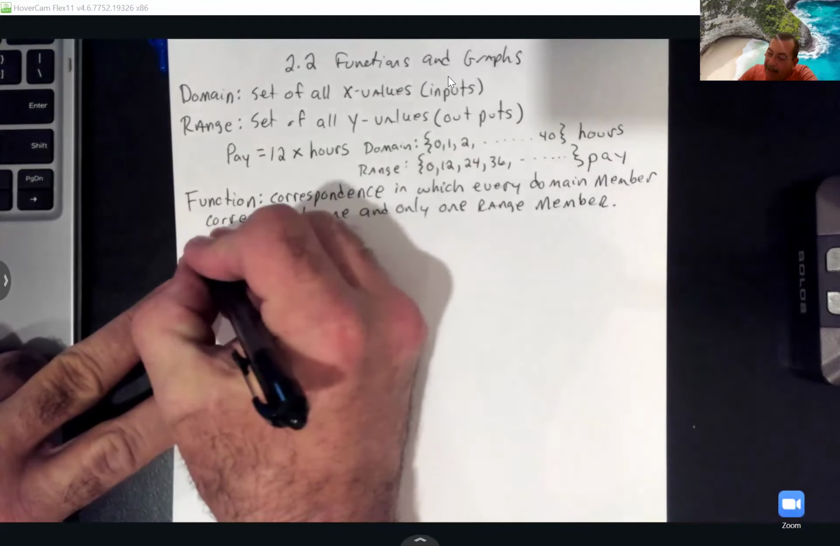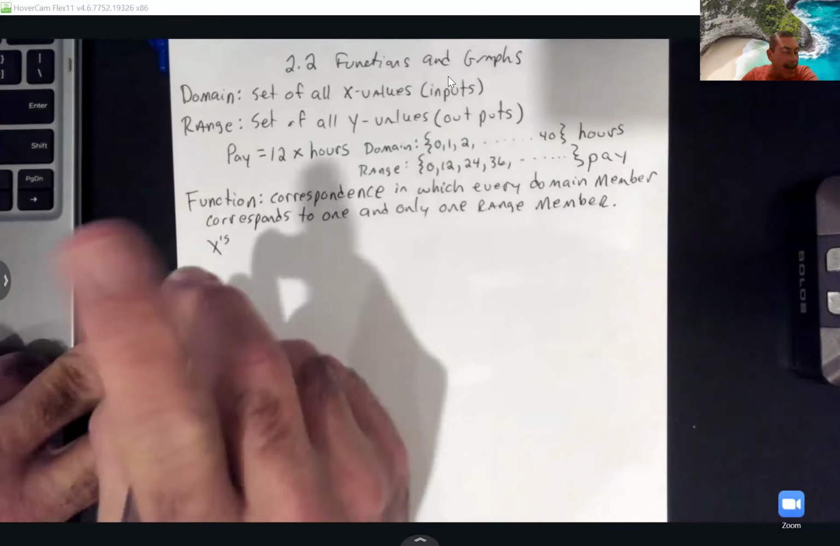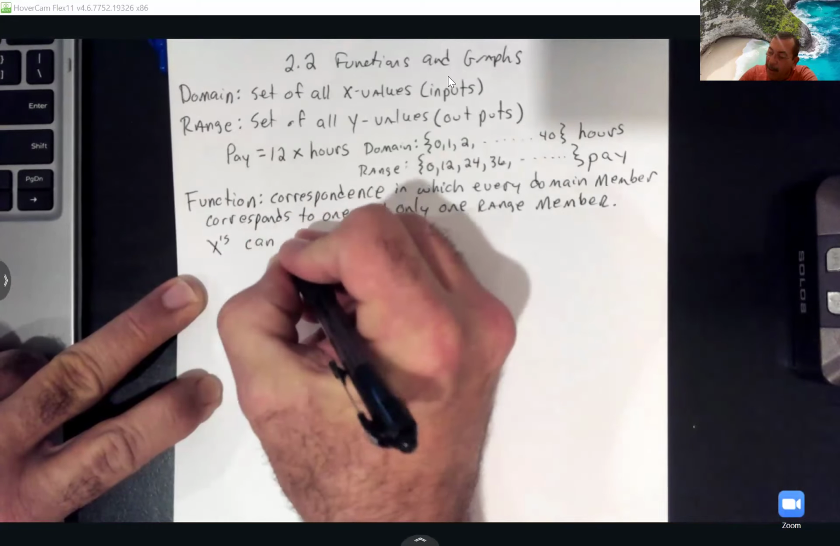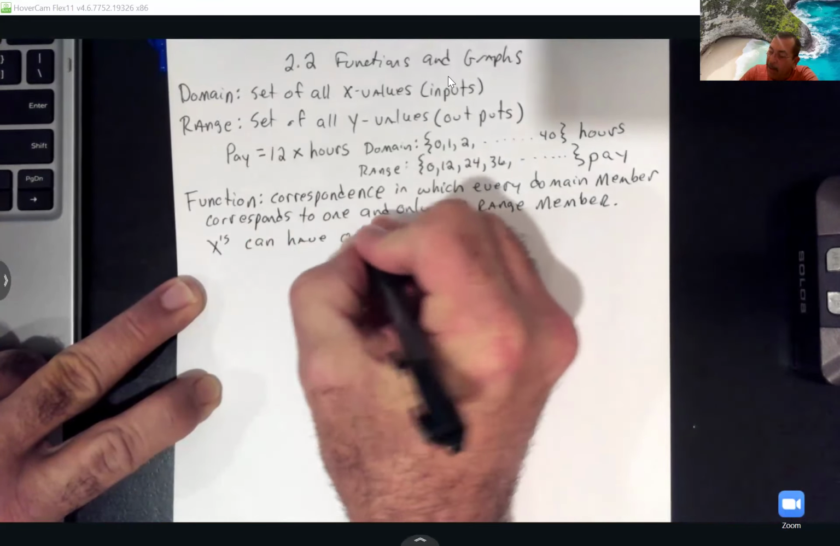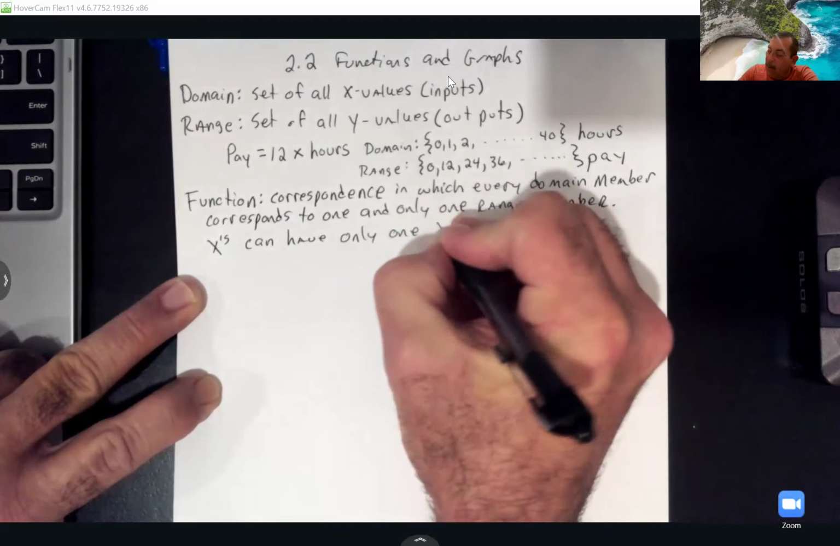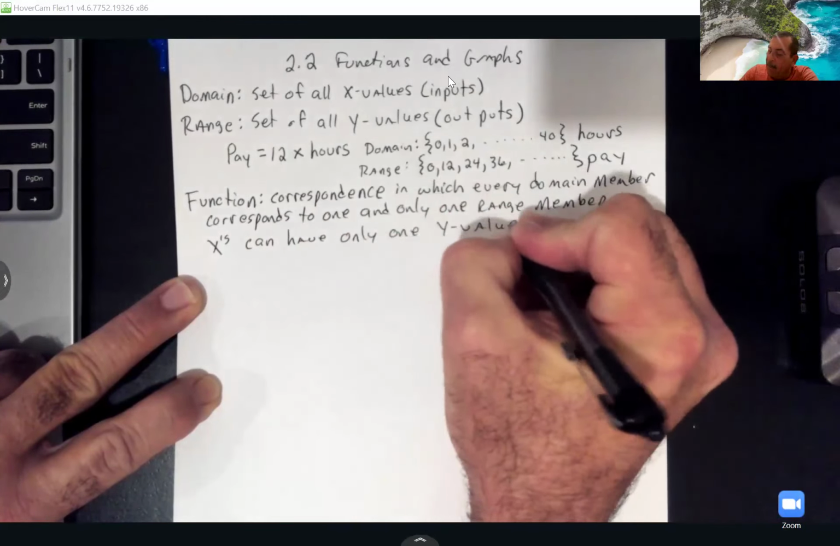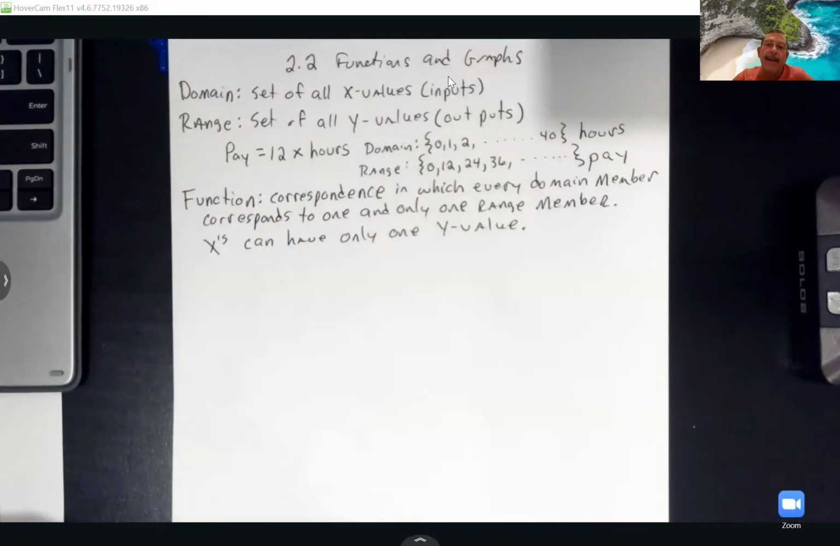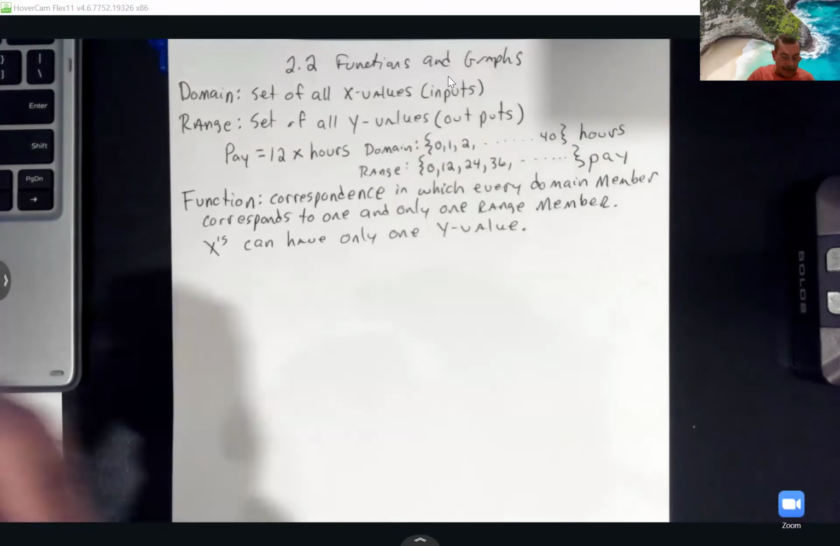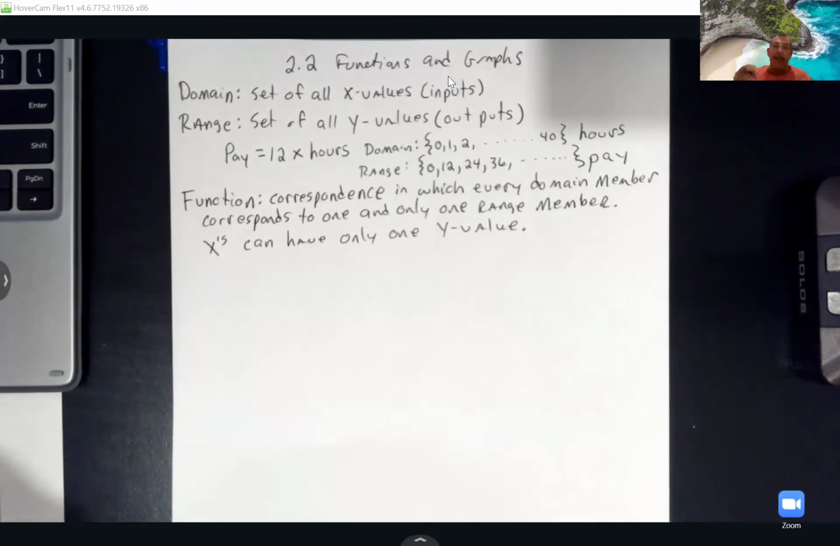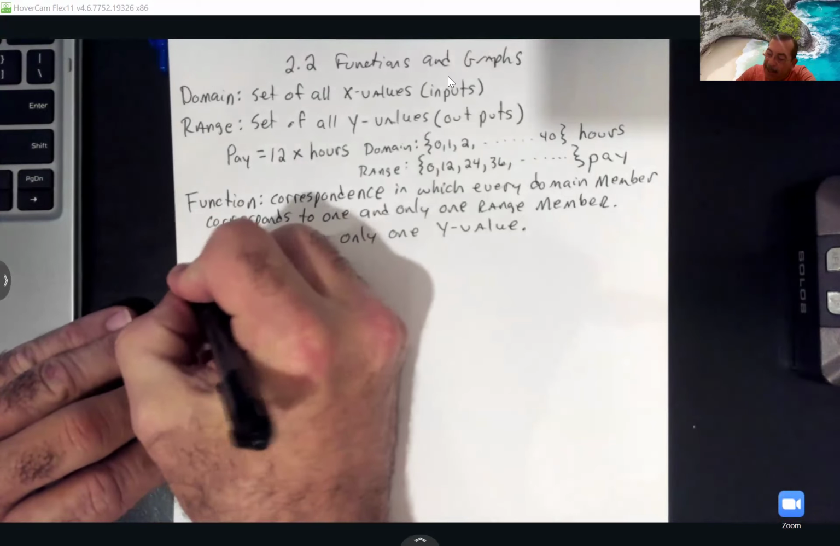So that means that the x's can have only one y value. Okay, so if I did say 10 hours and I was making $12 an hour, I want them to pay me my $120. You don't want to have a choice because they probably picked the lower choice. So we always want one input and one output, okay? So let's look at some examples.